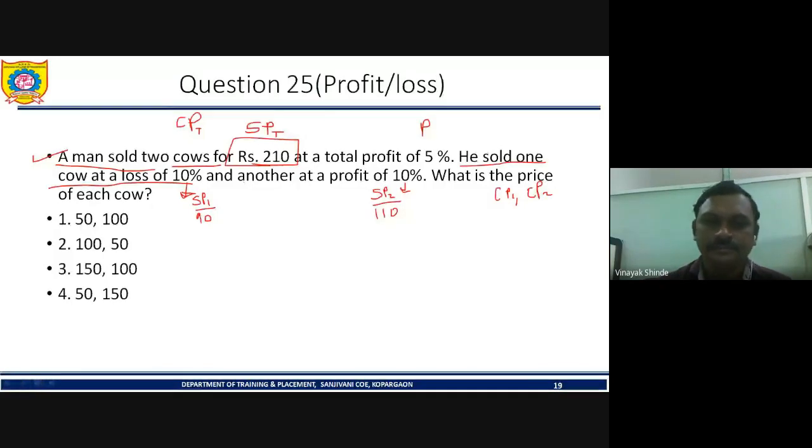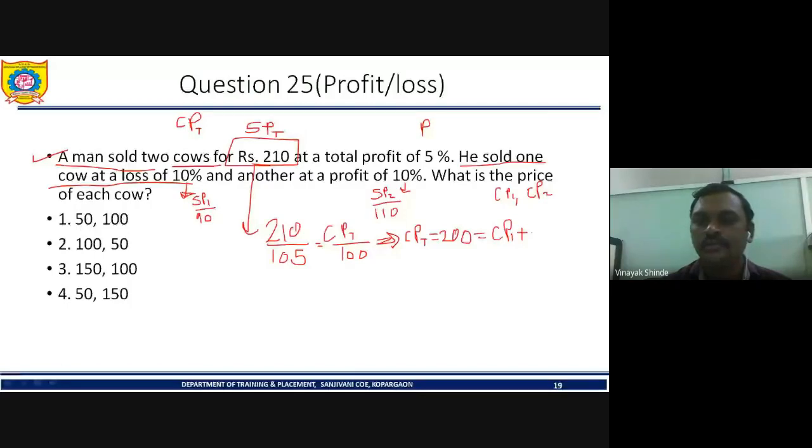So here you can check. This is the total selling price, which is 210, and it is with a profit of 5%. So 105 is equal to cost price by 100. So total cost price is 200. And it is the combination of cost price 1 plus cost price 2. So here we got one equation that I will highlight. CP1 plus CP2 is equal to 200. We need to calculate CP1 and CP2. This is equation number 1.